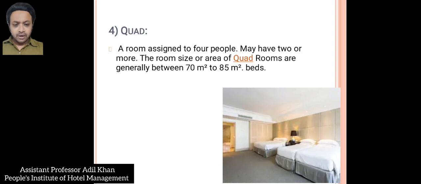Our fourth room is quad room. A room assigned to 4 people may have 2 or more beds. The room size or area of quad rooms is generally between 70 square meters to 85 square meters.